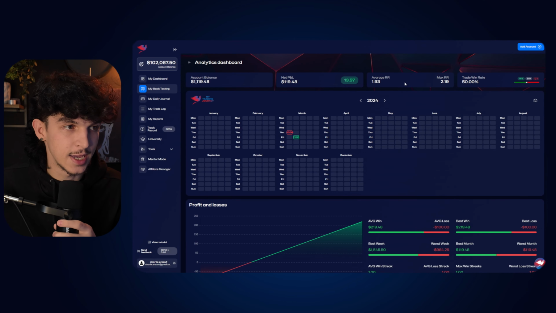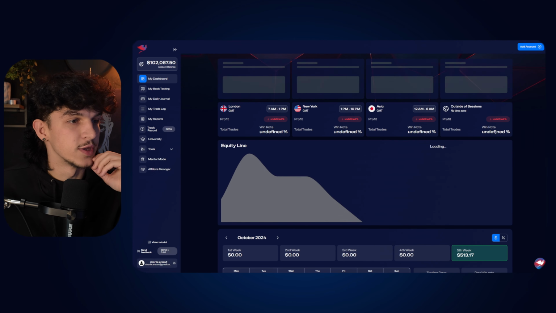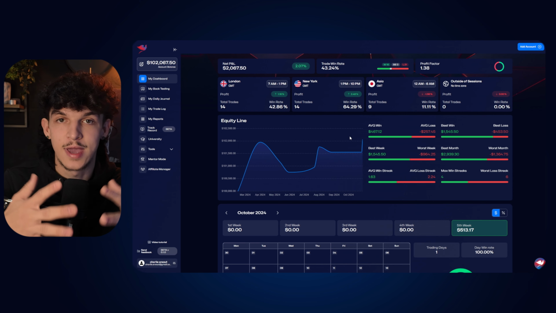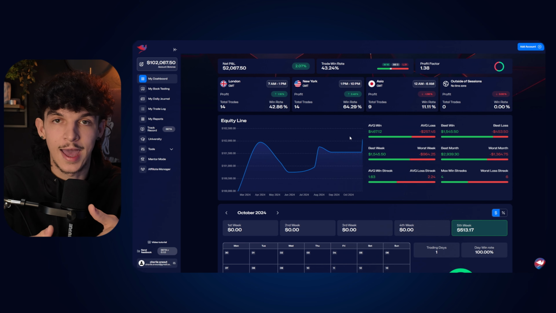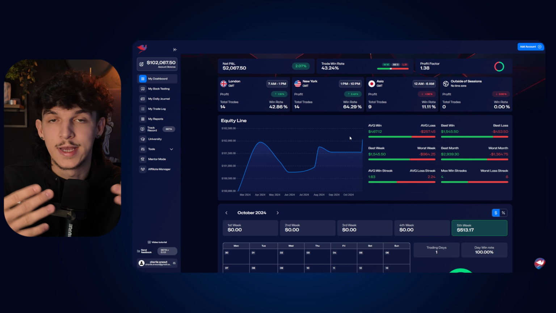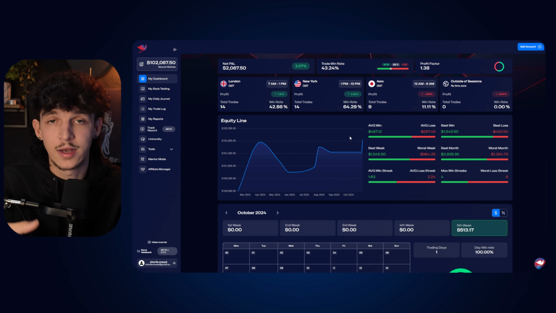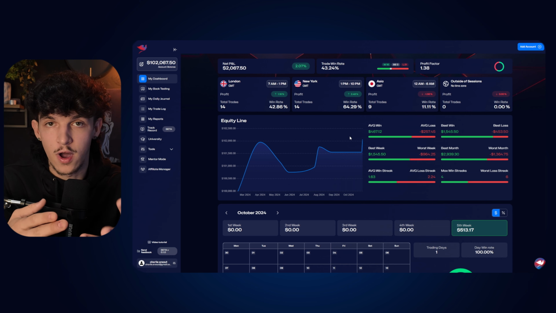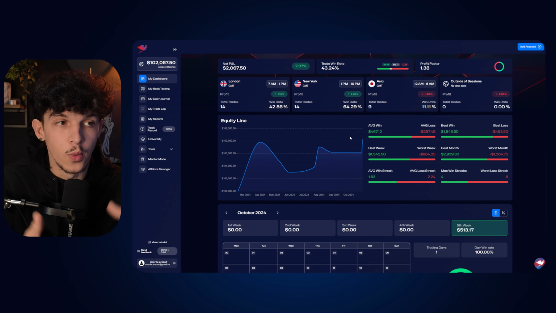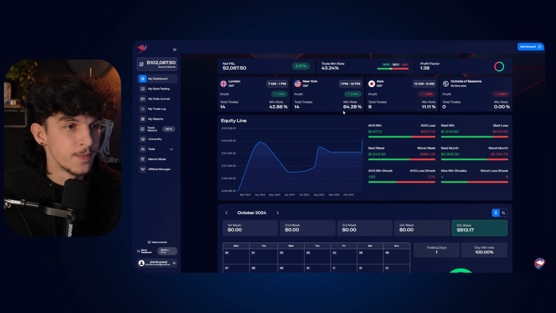Once the account is connected to the dashboard, you simply go to my dashboard here and you'll get a bunch of information on the account that you have connected, whether it be a GFT account, an FTMO account, anything that allows MT4, MT5, Trade Locker, or Match Trader will be able to jump onto this dashboard. Here we can analyze everything to do with this account.